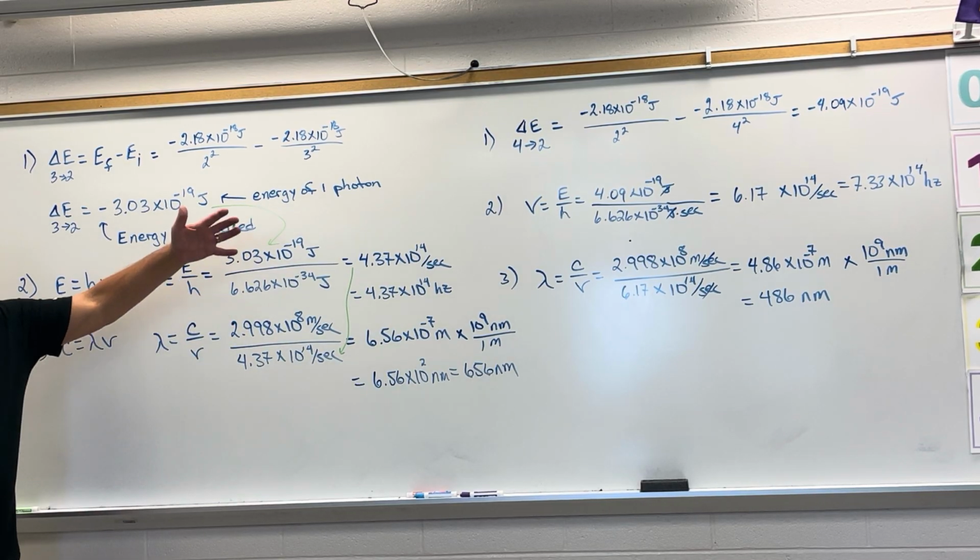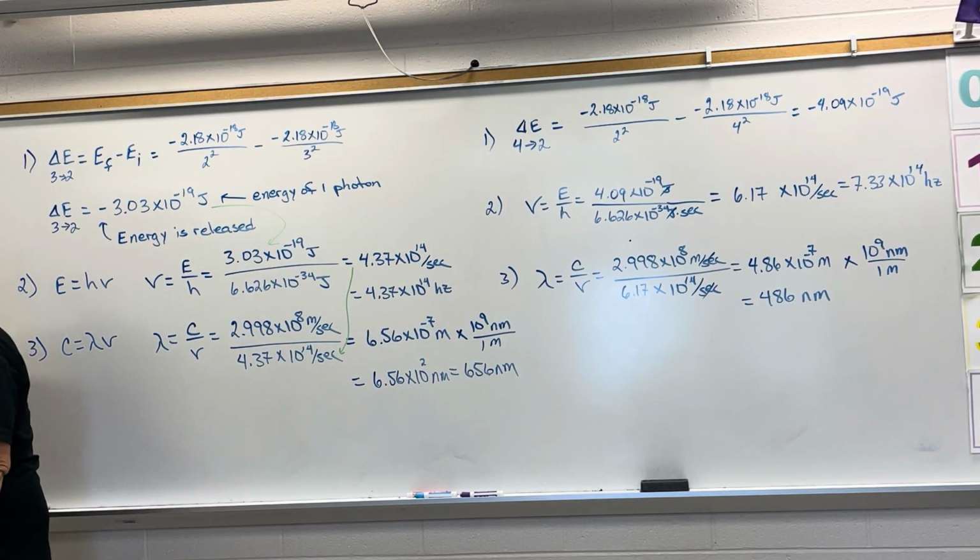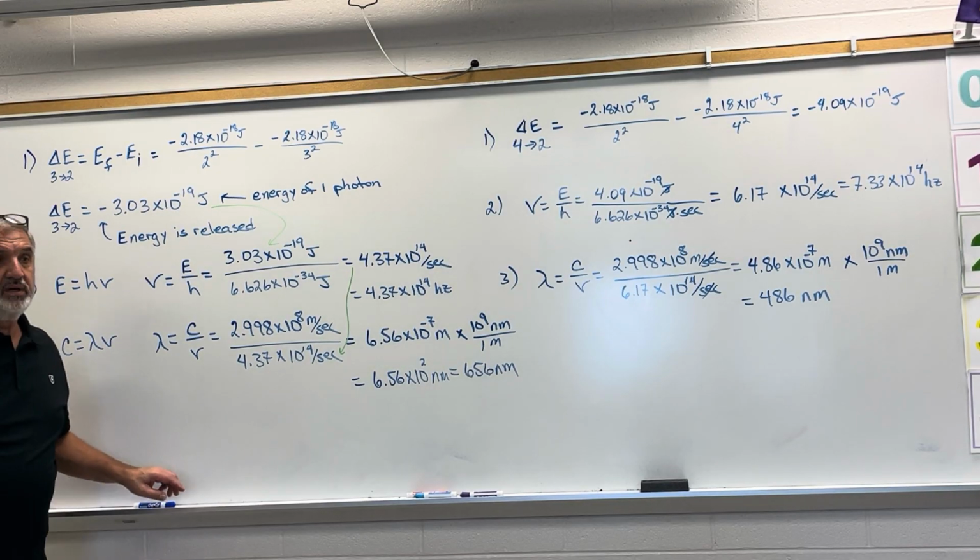Alright, so we could do this for every single one of the 21 different transitions here. Some are in the ultraviolet, some are in the infrared. We see 4 in the visible light spectrum. One of these is barely in the UV. Now what if it was helium?